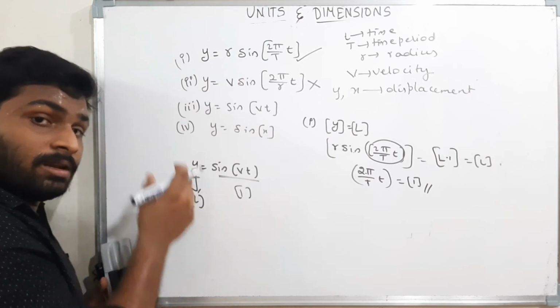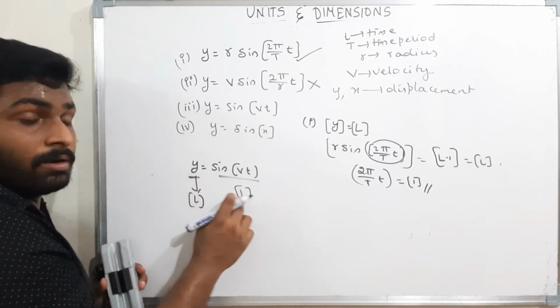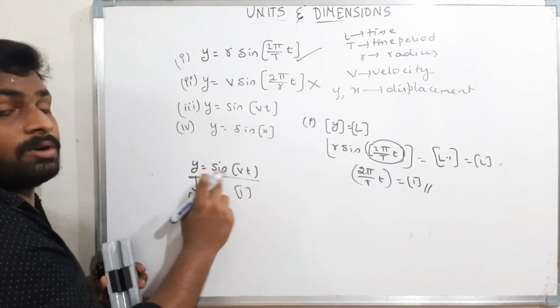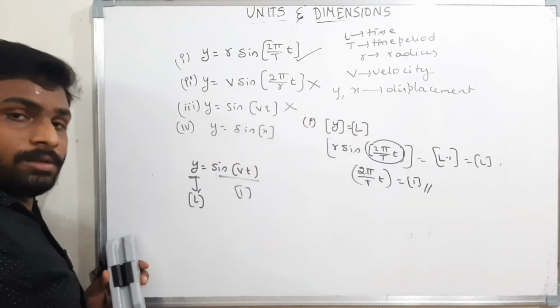On the LHS the dimension is L, but on the RHS the dimension is 1. Therefore, the dimension formula is not the same. Therefore, this is not a valid equation.